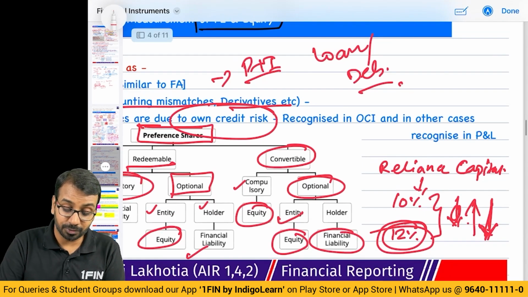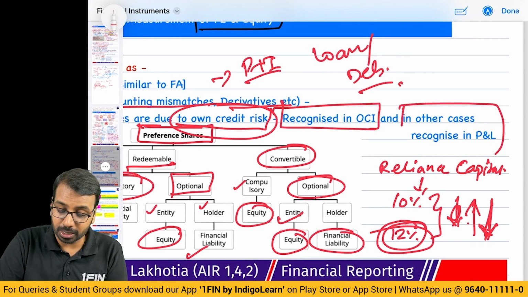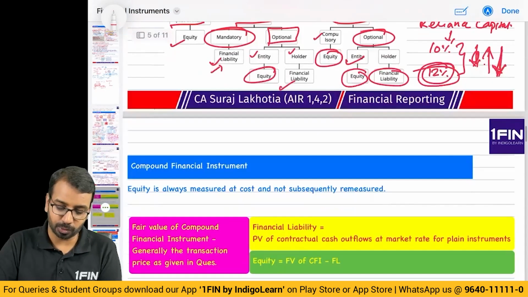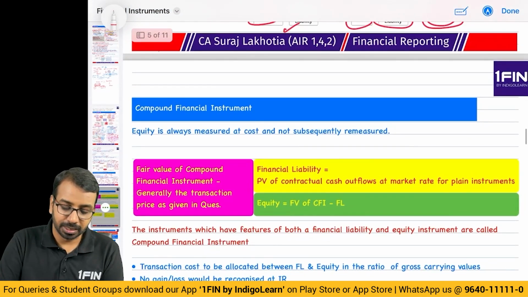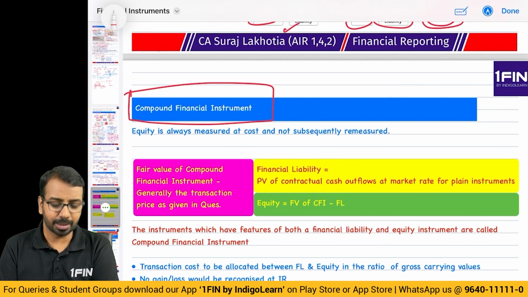So what they have said is, if it is due to own credit risk, you will recognize in OCI, and in all other cases, you will recognize the gain or loss in P&L. Right? There is one more thing you have to keep in mind. This is another important topic which keeps on being tested in the examination.